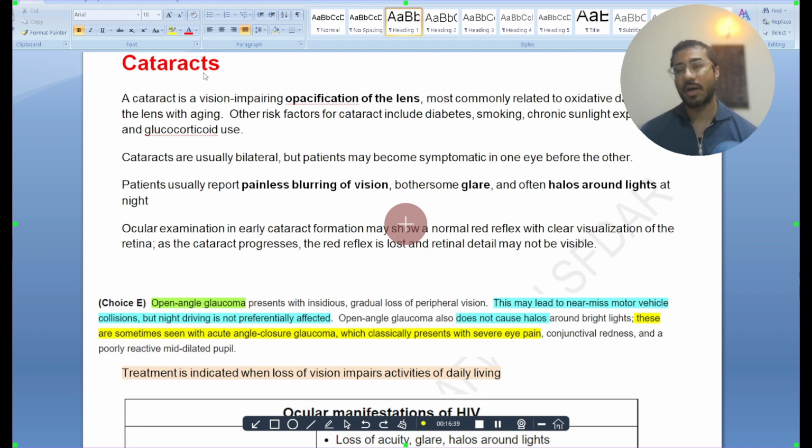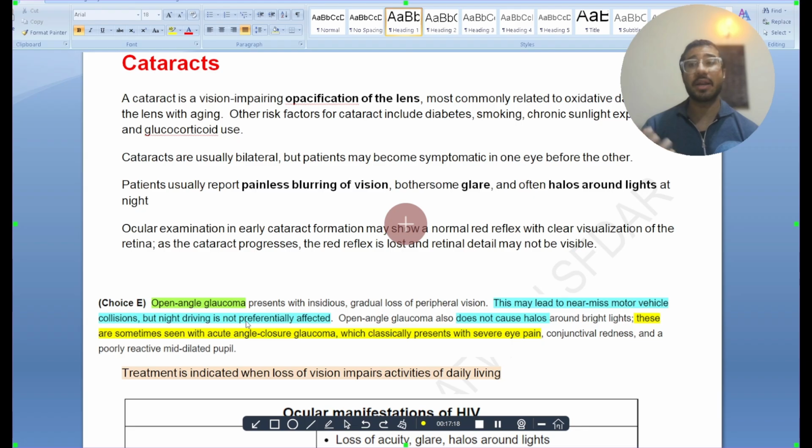Open angle glaucoma is also age related. So the patient would be old in both cases, and open angle glaucoma would initially lead to progressive loss of peripheral vision, and on fundoscopic examination you would observe a cup to disc ratio of greater than 0.6. Basically, the cup would be bigger, and the disc would be of the same size. So this may lead to near miss motor vehicle collisions, but night driving is not preferentially affected because there is no problem in letting the light in towards the retina.